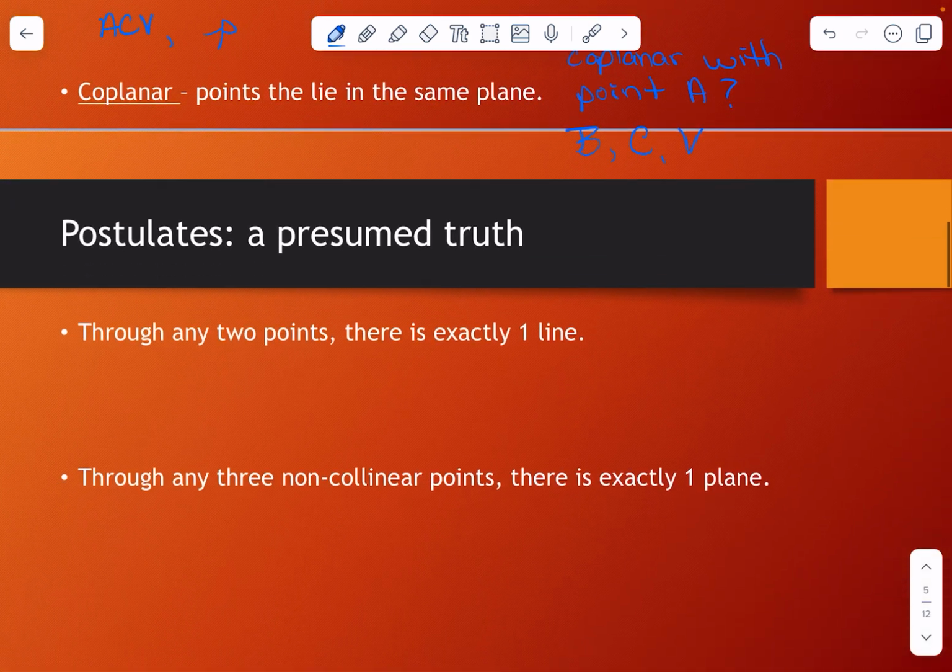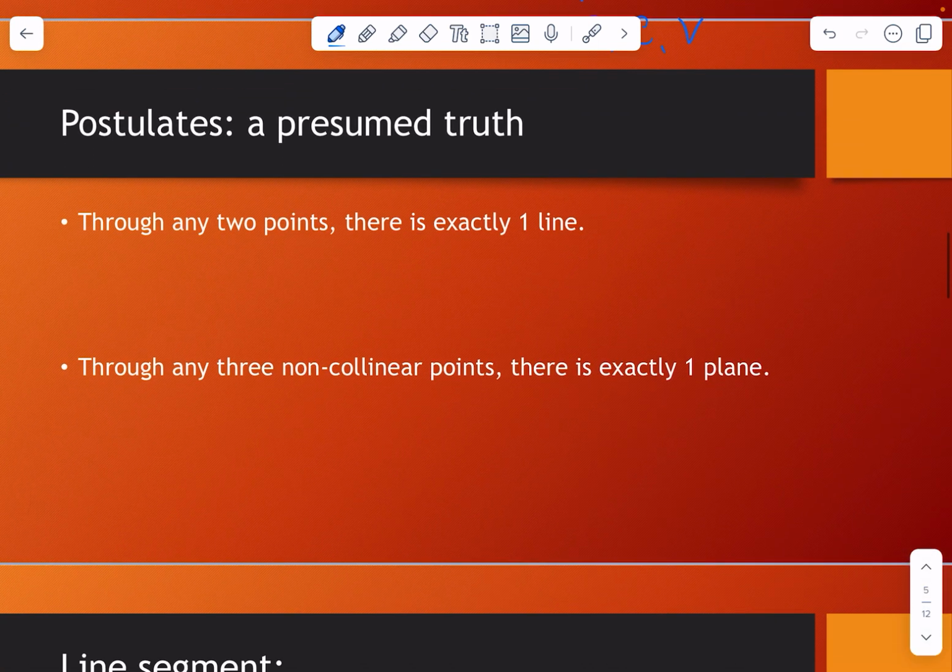Okay, so next we have these things called postulates in geometry. A postulate is simply a presumed truth. It is something that we accept as truth without having to prove it. Two of them that we need to know are very common sense ones. Through any two points, there's exactly one line.